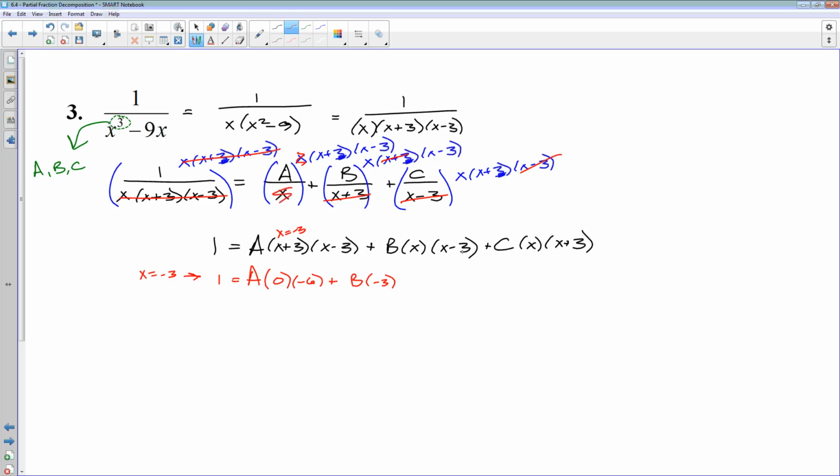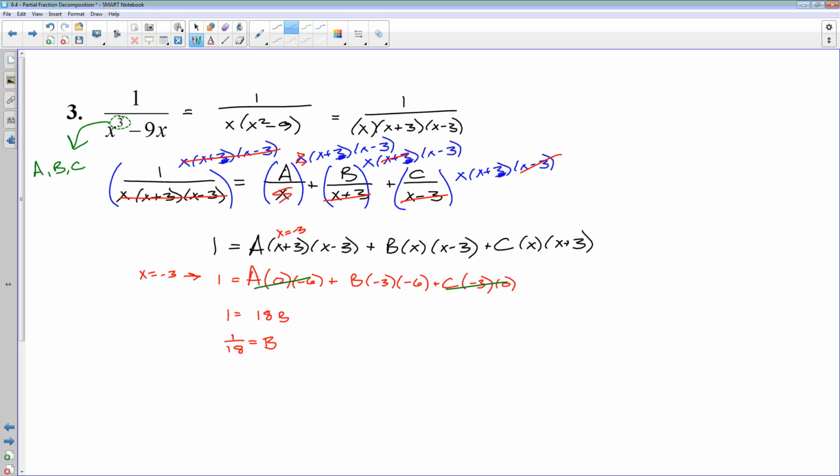And negative 3 minus 3 is negative 6, plus c times negative 3 for x. And negative 3 plus 3 is 0. And then we'll clean that up, and we get 1 is equal to a times 0. That just wipes out altogether. And so does the c times negative 3 times 0. And we have b is 18, negative 3 times negative 6 is 18b. And we end up getting b equals 1 over 18, which is not what I was expecting.